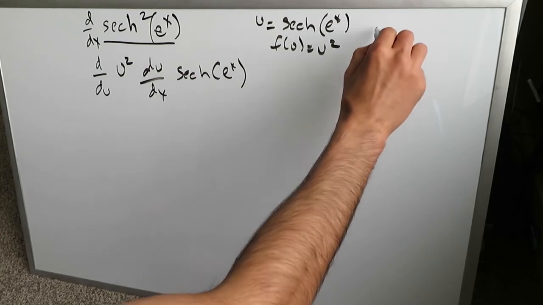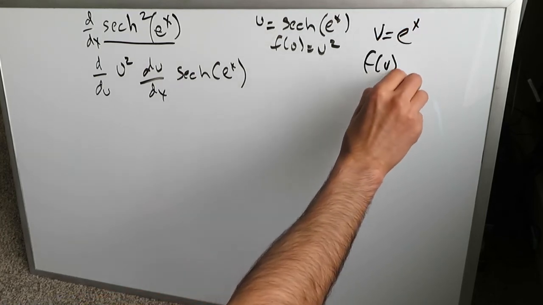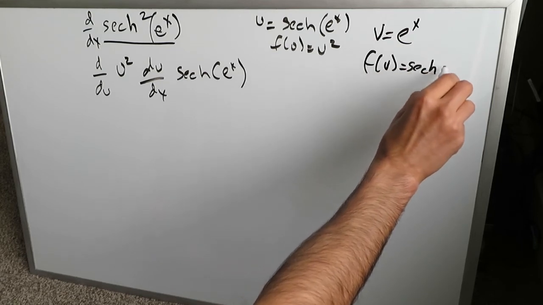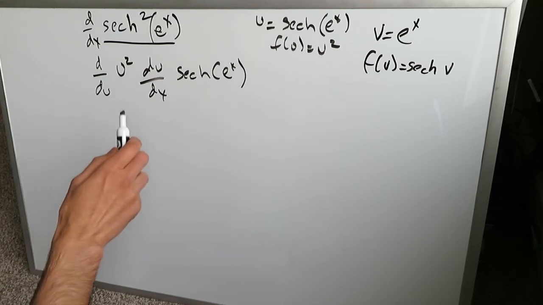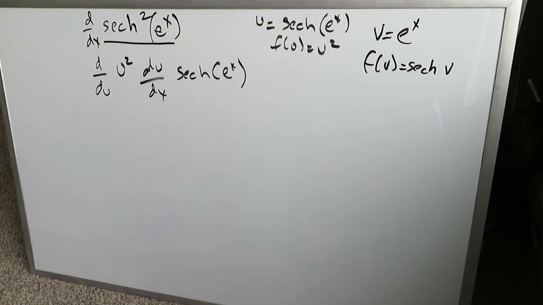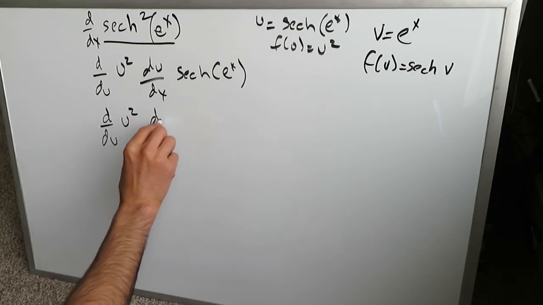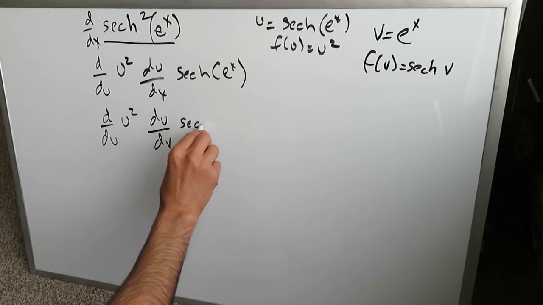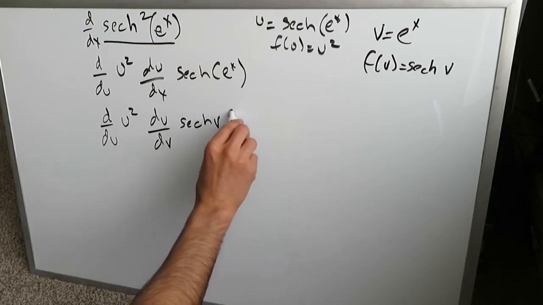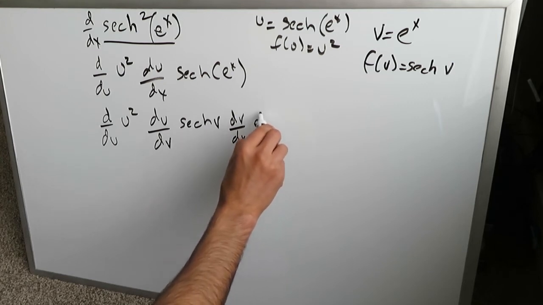The other substitution we will do is v equal to e to the x. Therefore f of v must be hyperbolic secant of that v. And that's exactly where this other substitution will come into place. It will play out like this: the derivative of u squared, then du with regards to dv, we have sech v, and then dv with regards to dx is going to be e to the x.